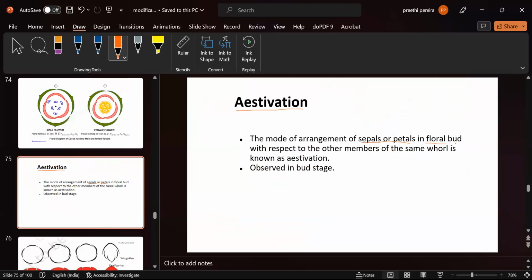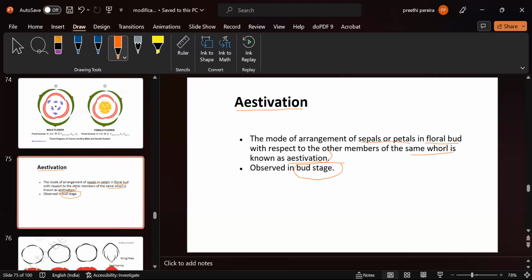In the bud condition, how are the sepals or petals arranged? Are they overlapping each other? Are they fused with each other? Are they free? These studies are known as estivation. The arrangement of the floral members with respect to the other members of the same whorl is known as estivation. This is the definition of estivation, and estivation is always studied in the bud stage of the flower. We don't take a bloomed flower and study this estivation.